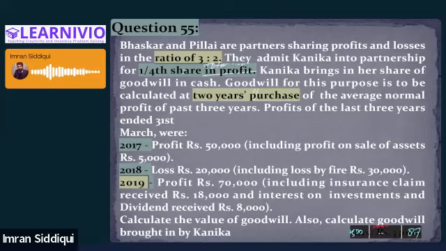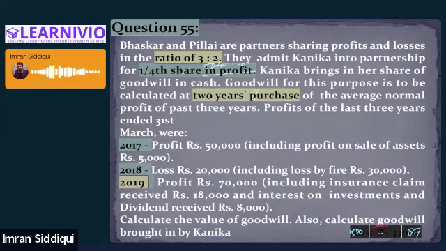Profit of the last 3 years ended at 31st of March is given. For the year 2017, profit is given as 50,000. That includes the profit on sale of the asset as well. Now, you know the profit on sale of asset is an abnormal gain, right? So you will have to subtract it to find out the normal profit of the firm for the year 2017.